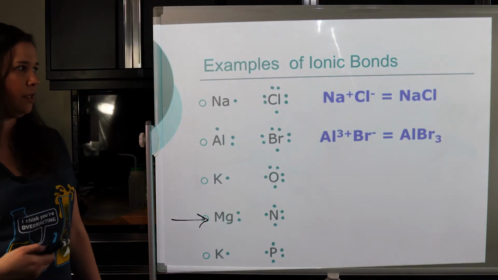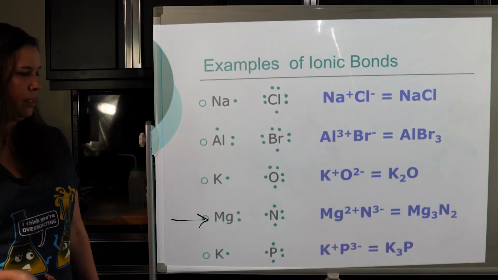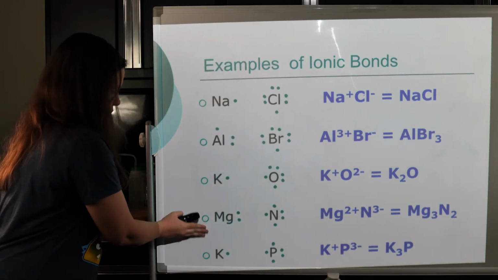So we have NaCl, AlBr3, K2O, Mg3N2, and K3P. Final answers.